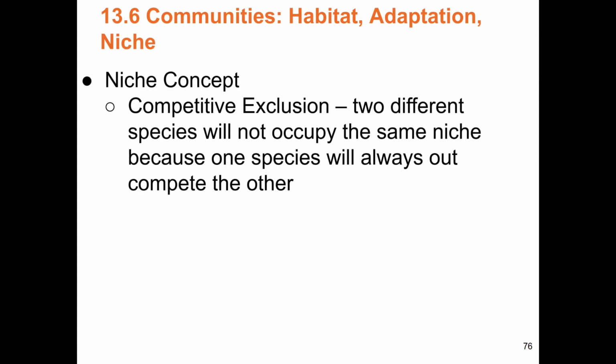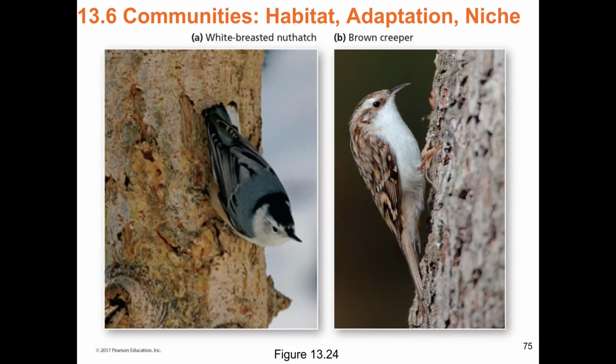Two different species can't occupy the same niche because one of them is going to be better. That's the idea of competitive exclusion. So, yeah, if there was another bird that looked like the brown creeper and crawled like the brown creeper, they wouldn't be able to occupy the same area because they would be occupying the same niche. But the white-breasted nuthatch and the brown creeper, because they're physically different, because they eat differently, occupy different niches in the same habitat.